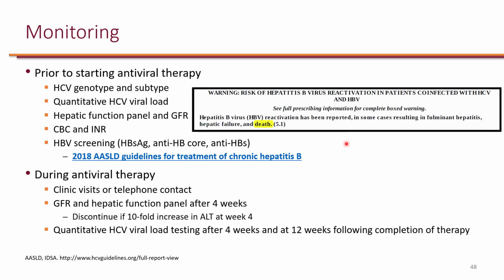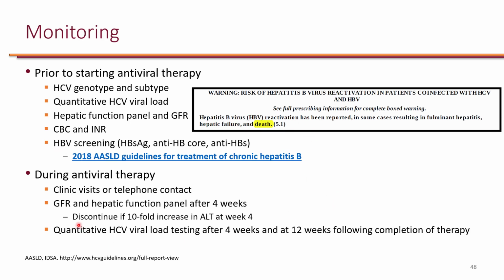In fact, the FDA has actually put a black box warning for all agents used for hepatitis C, stating that Hep B virus reactivation has been reported in some cases resulting in fulminant hepatitis, hepatic failure, and death. So it's important to screen the patient for hepatitis B, and if they are positive, they should just receive treatment for hepatitis B. So that's not a contraindication to treating hepatitis C. It's just important to start treatment for hepatitis B while we start treating hepatitis C.